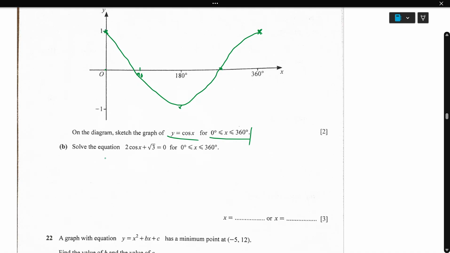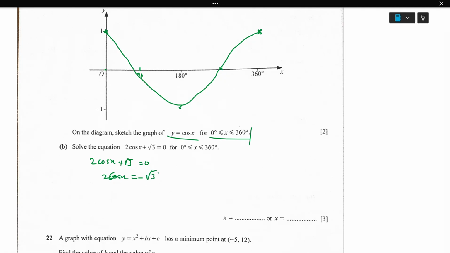Next, solve the equation 2 cos x plus root 3 equals 0. So 2 cos x equals negative root 3. So cos x equals negative root 3 over 2.